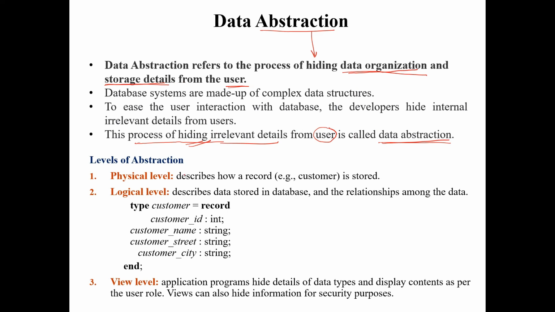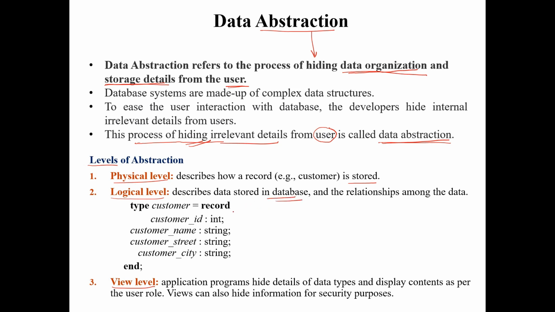So what are the different levels of data abstraction? There are three levels: the physical level, the logical level, and the view level. What do you mean by physical level? Physical level means how the data is stored physically in the memory of the computer system. Logical level means how the data is stored in the database.